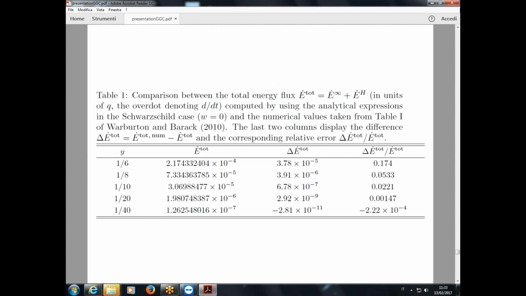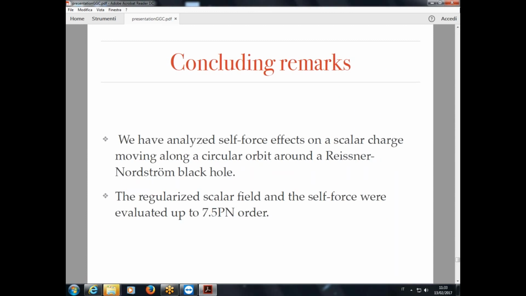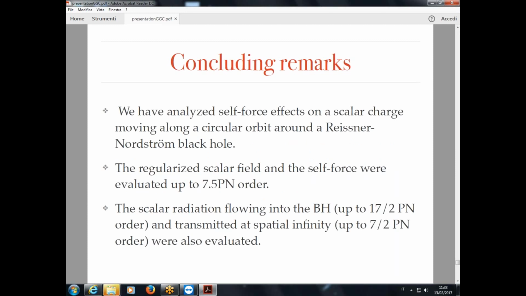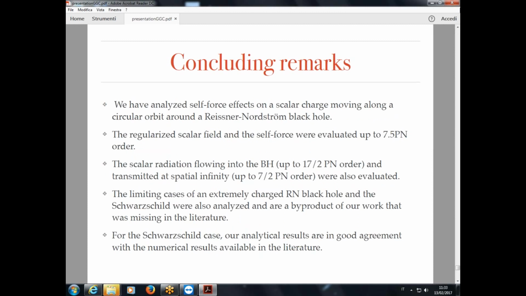And okay, I'm just in time. Concluding remarks: we have analyzed the self-force effects on the scalar charge around a geodesic of a Reissner-Nordström black hole. We calculated up to 7.5 post-Newtonian order, and the scalar radiation flux into the black hole and outside to spatial infinity were also evaluated. The limiting cases of Reissner-Nordström, extremely charged, and Schwarzschild were analyzed, and for the case of Schwarzschild, we could compare with numerical results, which are in really nice agreement. And that's it.